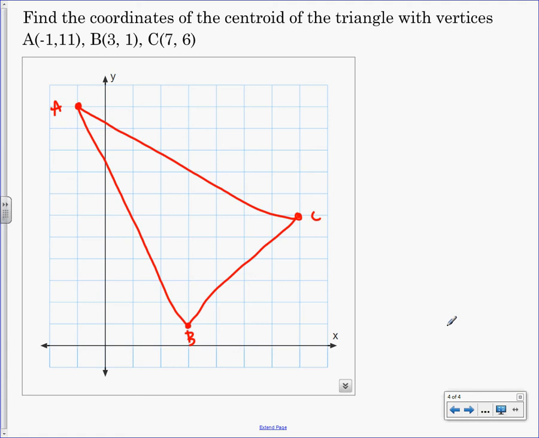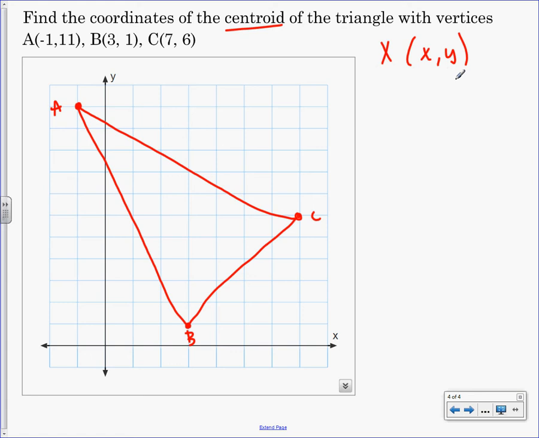Graph your triangle, label your vertices. That's all we're doing. It says find the coordinates of the centroid. So my centroid, I think typically I would call it C, but we already have a C here, so I don't want to confuse you. So I'm going to call my centroid X. I don't know where it is, so I'm going to call it X comma Y, but I'm just going to let myself know in the end I'm looking for an ordered pair. That just kind of lets me know when I'm done, okay?